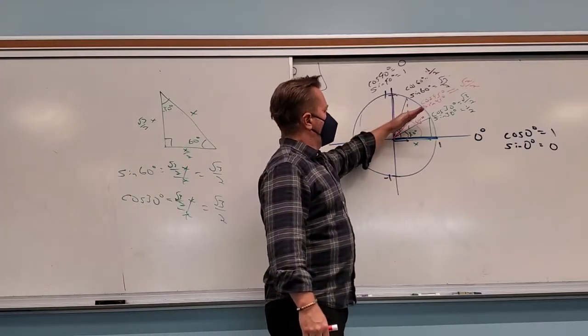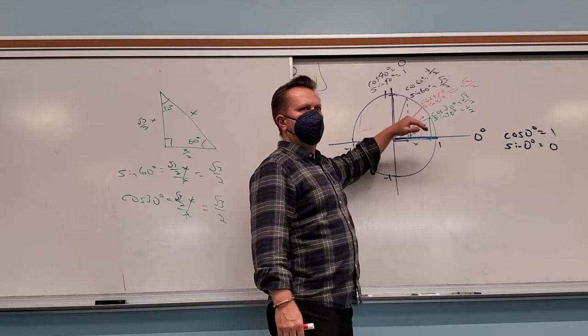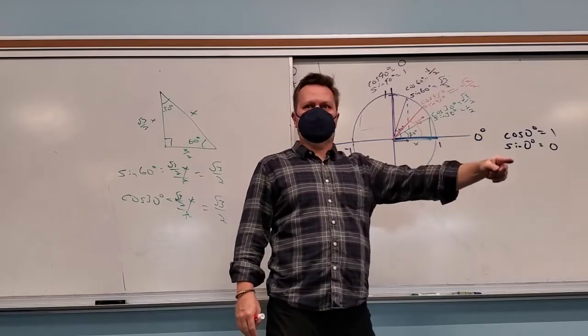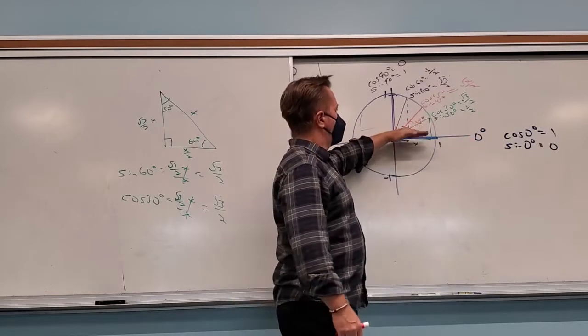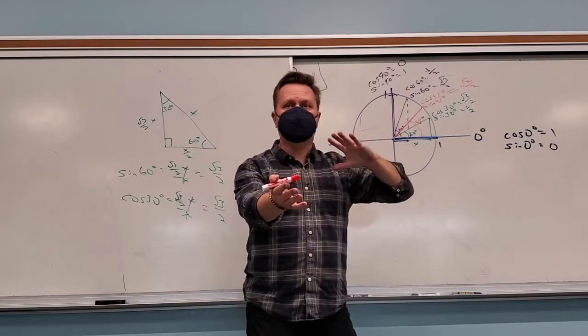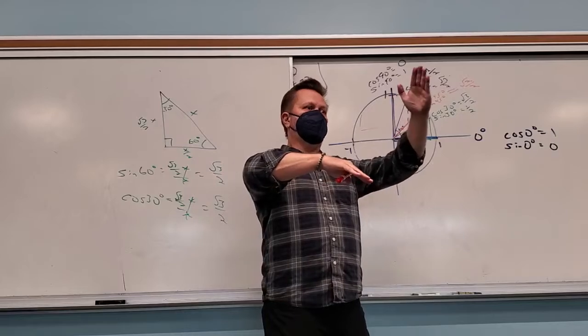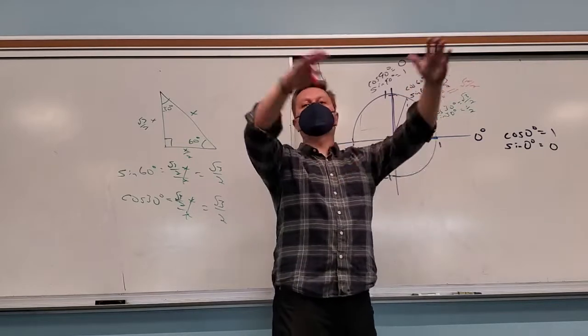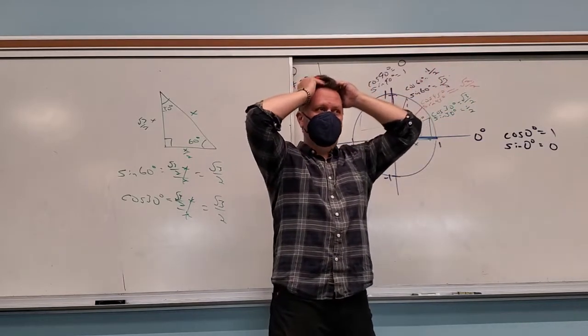The closer I am to the x-axis, the bigger cosine is. The further I am away, the smaller cosine gets. The closer I am to the x-axis, the smaller sine gets. And the further away I am from the x-axis, the closer to the y-axis, the bigger the sine gets, right?